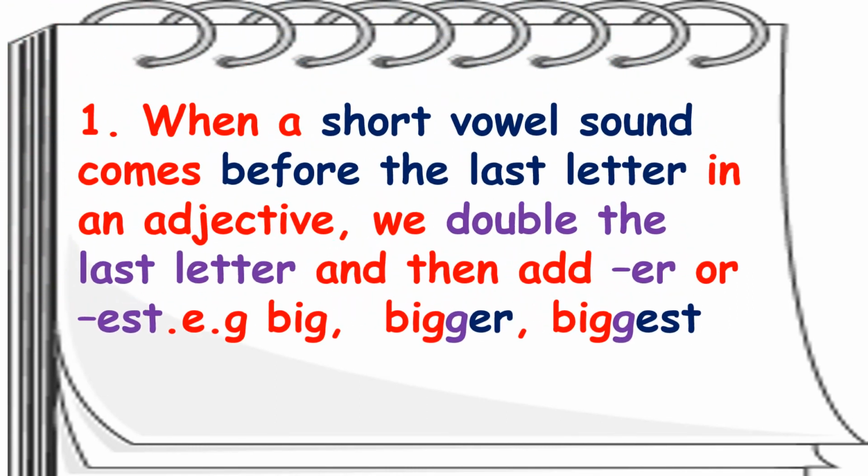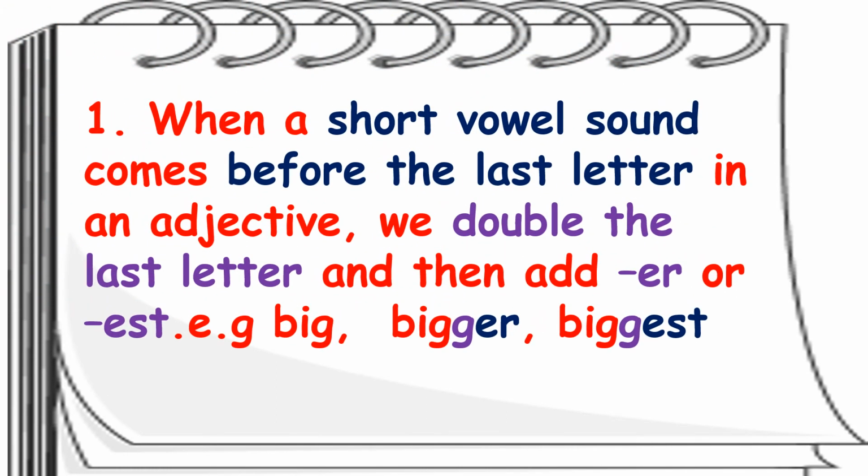What did we learn in this lesson? When a short vowel sound comes before the last letter in an adjective, we double the last letter and then add er or est. Example, big, bigger, biggest.